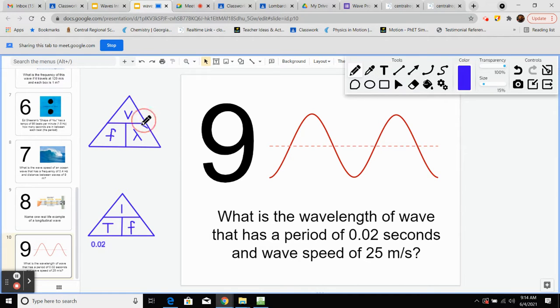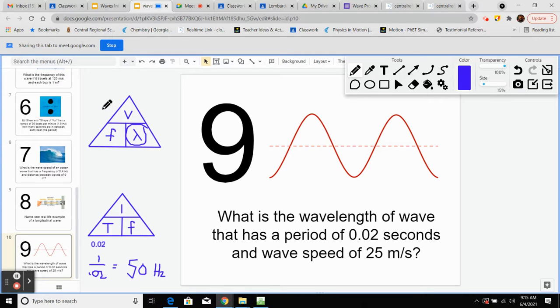So they want wavelength, right? Wavelength would be V, which we have as 25, divided by the frequency. So find frequency first. What you're going to do is 1 divided by the period. So 1 divided by 0.02 gives me the frequency. That should be 50. So 50 hertz is our frequency.